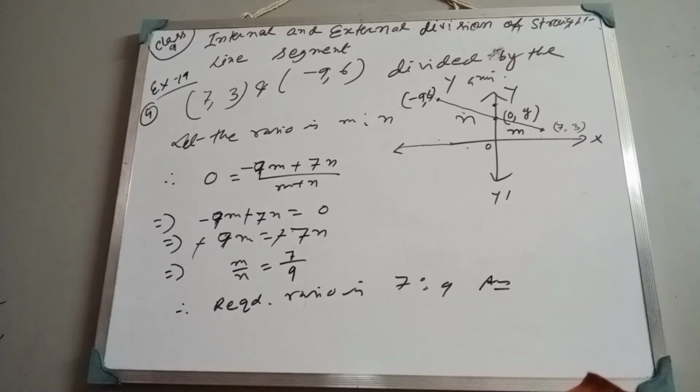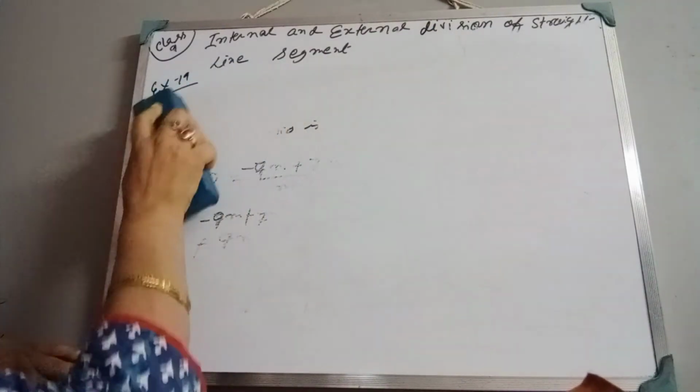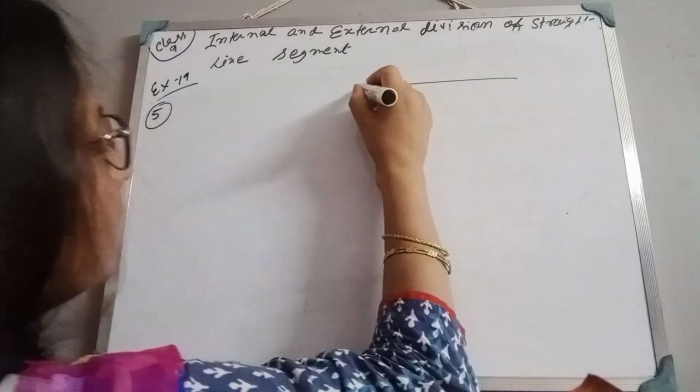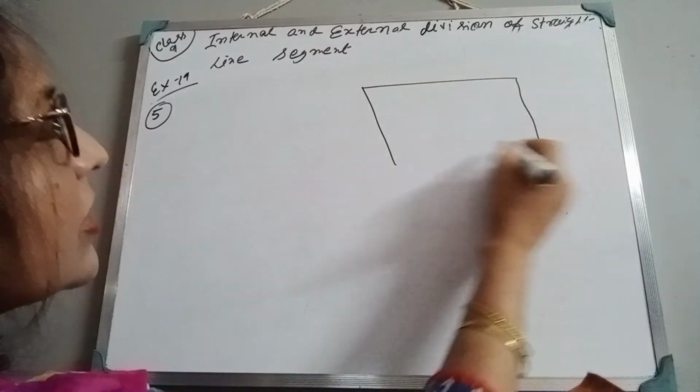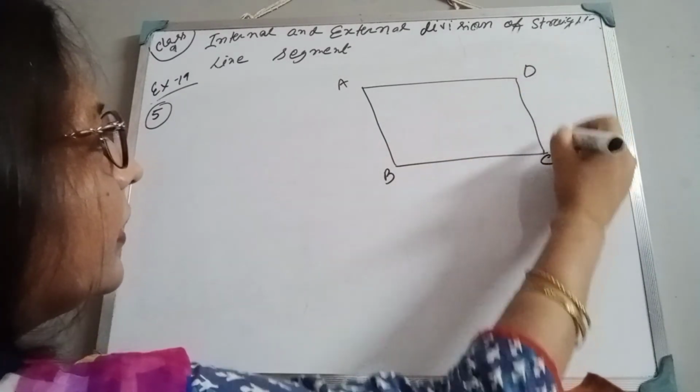Next sum number 5. Prove that when the points A 7, 3, B 9, 6, C 10, 12, and D 8, 9 are joined in order, they will form a parallelogram. So let us draw a parallelogram first. A, B, C, D.